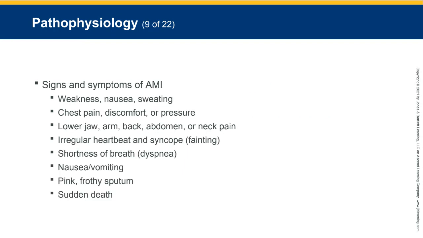Now, signs and symptoms of an AMI. Weakness, nausea, sweating, chest pain, discomfort, or pressure. Pressure is common. Lower jaw, arm, back, abdomen, or neck pain. Irregular heartbeat, and syncope, fainting, which is common in the geriatric population. Shortness of breath, dyspnea, that might be the only complaint in the geriatric population. Nausea, vomiting, pink frothy sputum, sudden death.